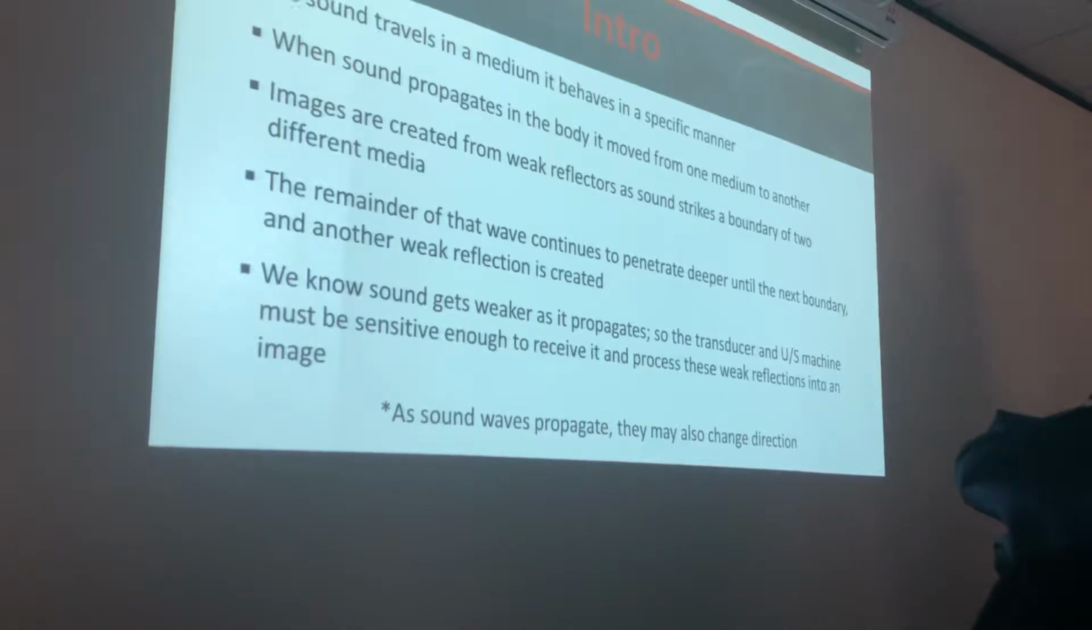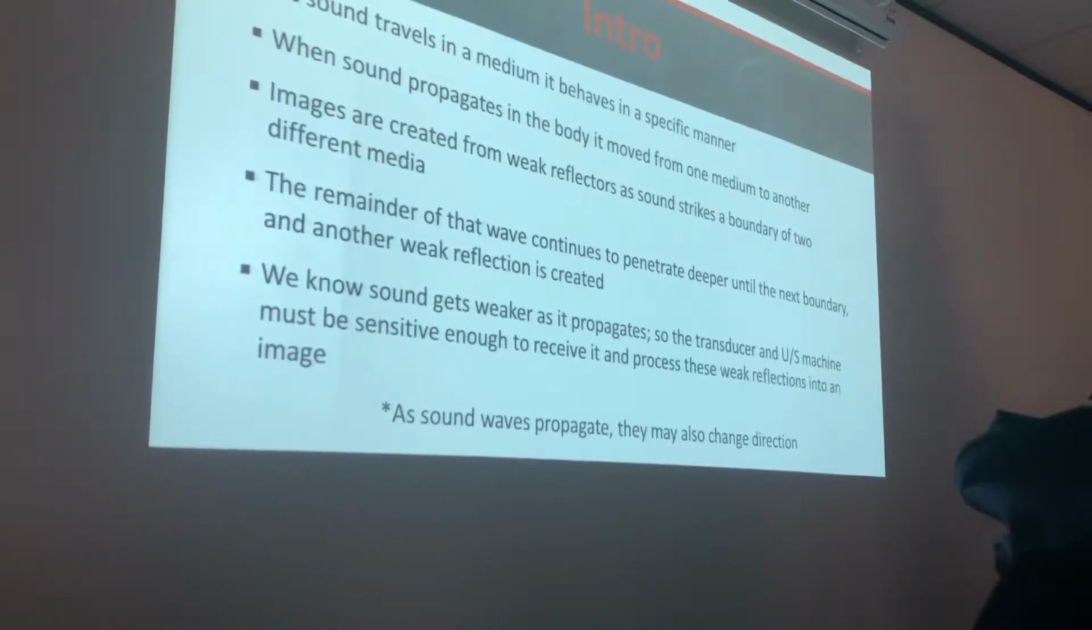When sound propagates in the body, it moves from one medium to another. That's how we're able to see the liver all the way to the right kidney. I'm thinking about a long right liver image, all the way to the right kidney. We're able to see that interface because of how sound travels through different mediums. The reason we can tell where the kidney begins and where the liver ends is because of the interface difference between those two.